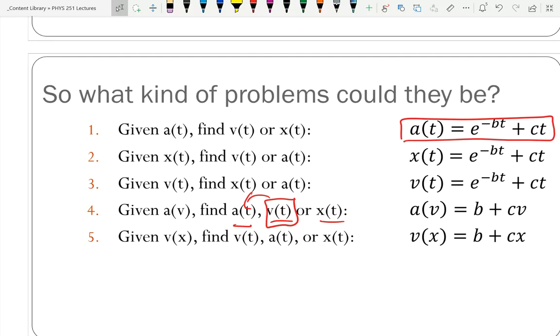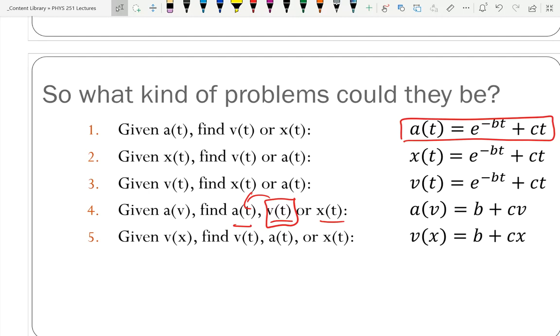So separate variables, integrate, set your bounds. Going from acceleration to velocity, velocity to position, that's the integration. I guess what I'm confused about is how can a(t) be dv/dt and a(v) also be dv/dt?